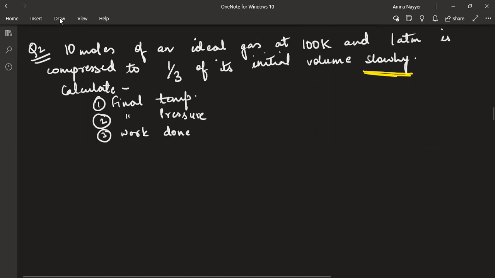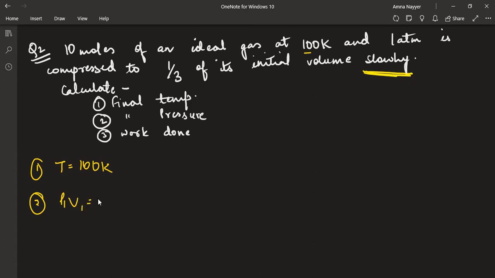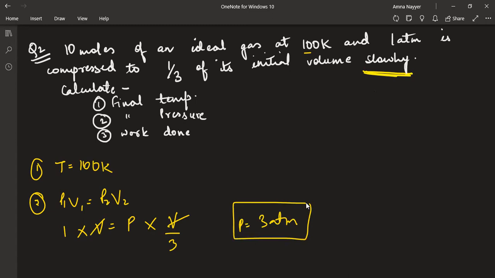See, in this question, it is directly stated slowly. So it means definitely this is an isothermal process. So whatever is the initial temperature, that is going to be the final temperature. So the final temperature will also be 100 Kelvin. Now you have to find out again the final pressure. So you will apply P1 V1 equals P2 V2. P1 is 1, V1 is V. The final pressure we have to find out, and the final volume is 1/3, that is V by 3. So V cancels, and the pressure becomes 3 atmospheric pressure.